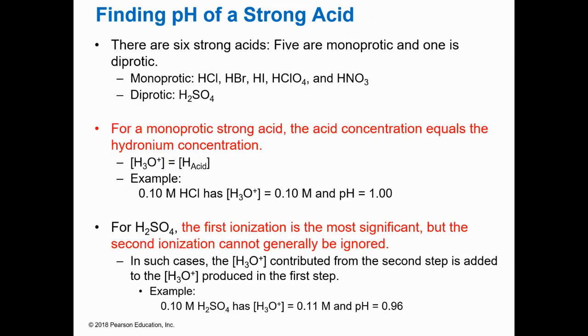Okay, so when we are finding the pH of a strong acid, if it is monoprotic, meaning it has one hydrogen, it's equal to it for those strong ones. If it's diprotic, the first ionization is all we care about, so it's still equal to it. We don't care about the second ionization, though. And ionization is when the hydrogens are coming off.